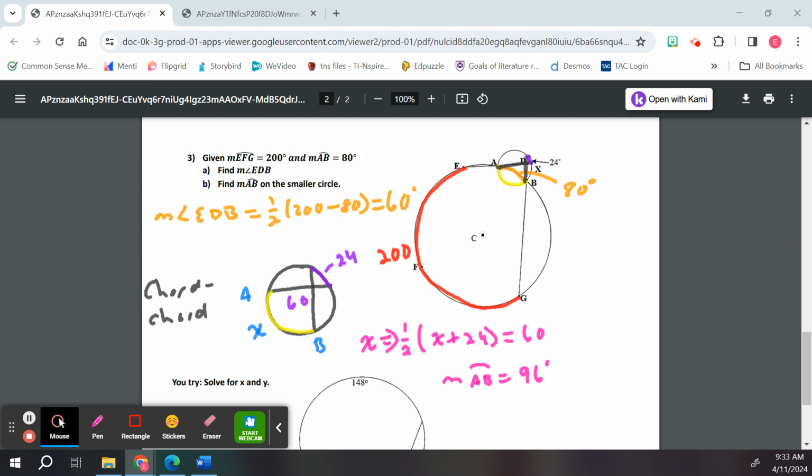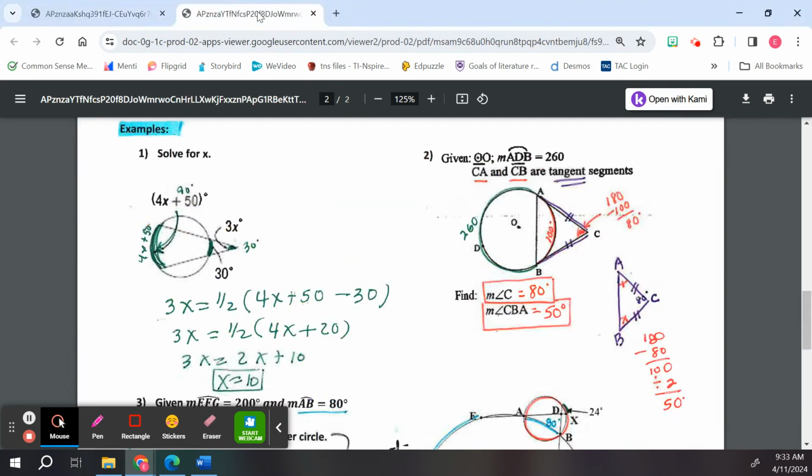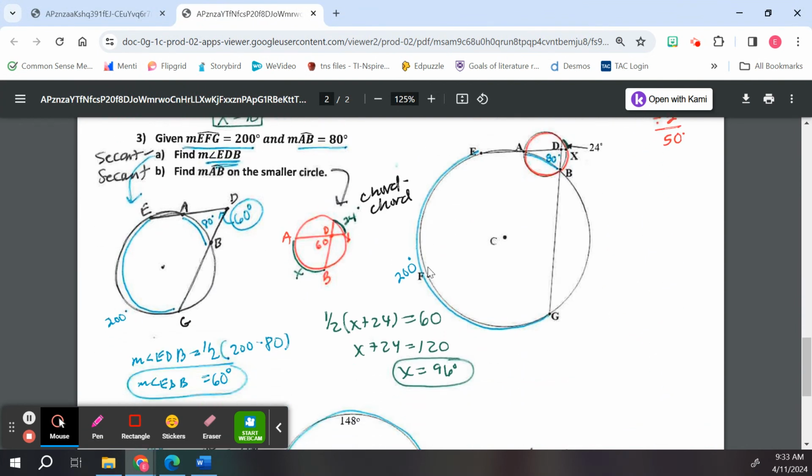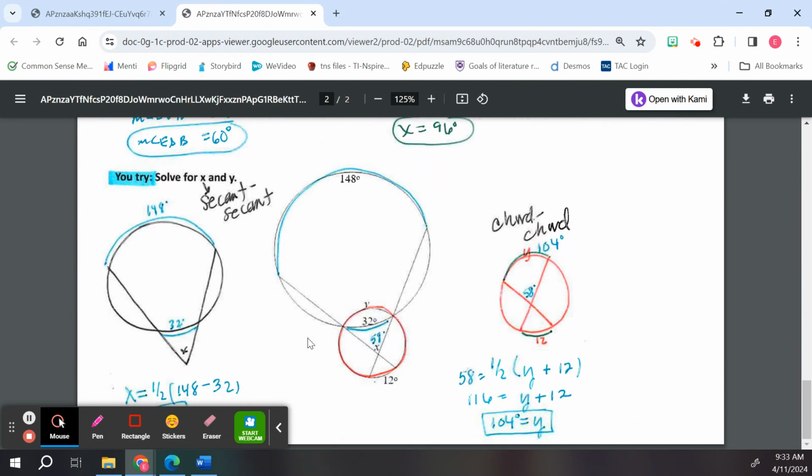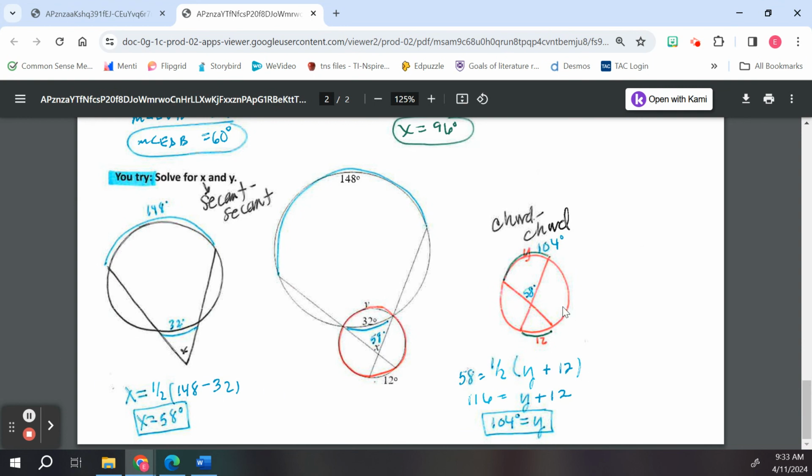Show of hands. Who's still working on X and Y? If you are, it's fine. I just want to know. Okay. All right, let's check it out. So here it is. As you can see, I just broke it up into two separate circles. X should be 58 degrees. Y should be 104 degrees. Any questions? Okay. That's it.